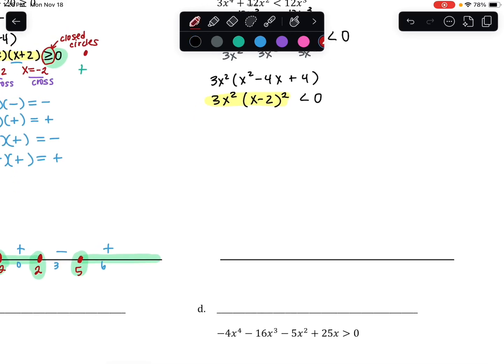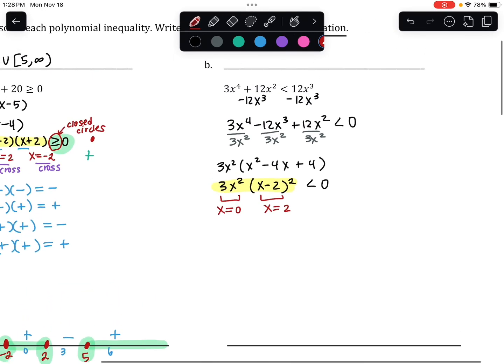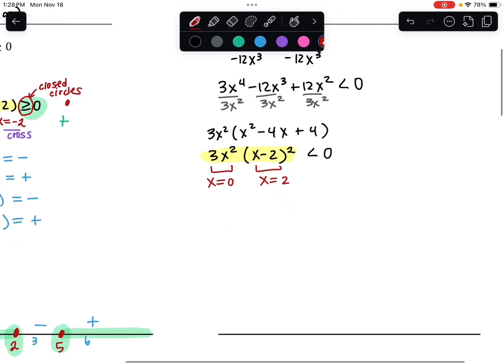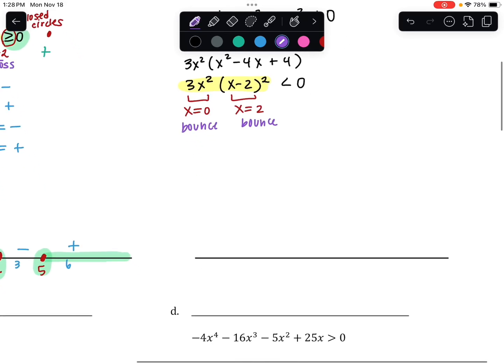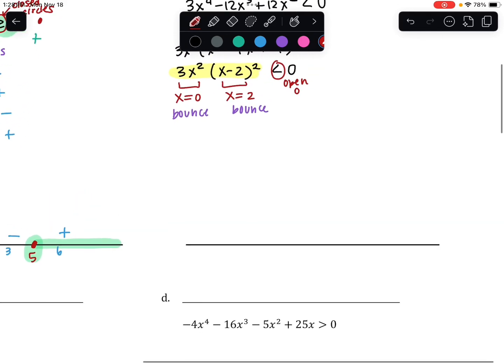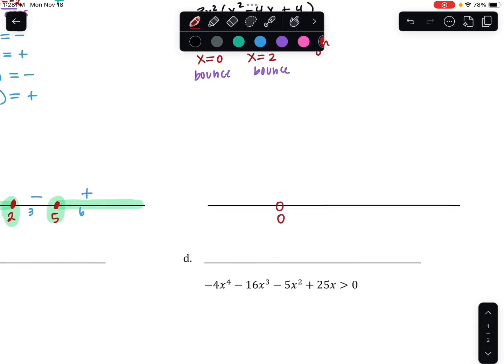And so for our x-intercepts, we would get x equals 0 from the first, and then we would get x equals 2 from the second factor. And both of these have a multiplicity of 2. And so this is a degree 4 polynomial with only 2 x-intercepts. And from our graphing polynomials lesson, we know that the polynomial is going to bounce at each of these x-intercepts. And so when I graph them, I'm going to use open circles because there's no equality option. And so an open circle for the 0 and then an open circle for the 2.